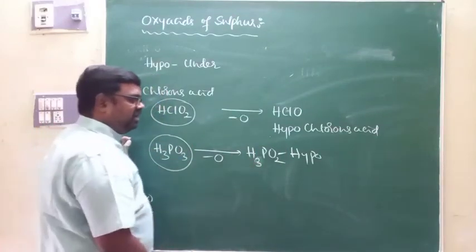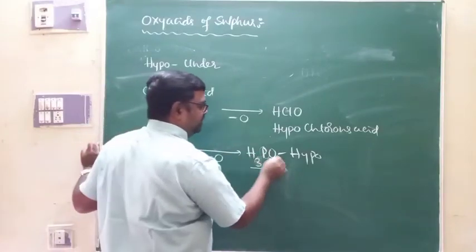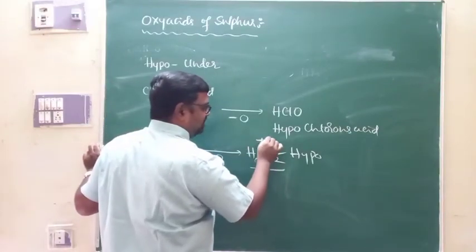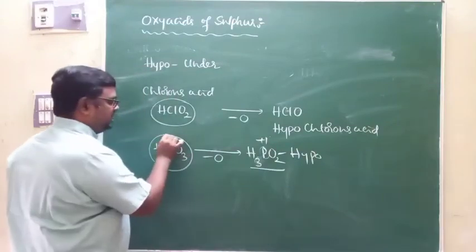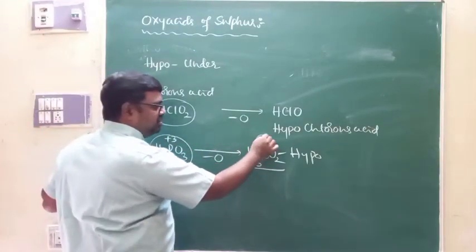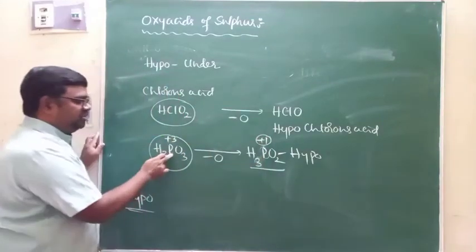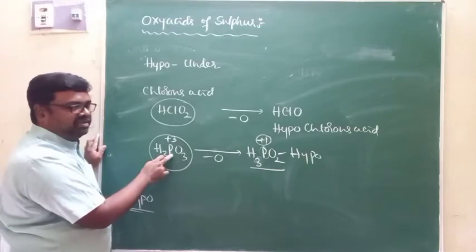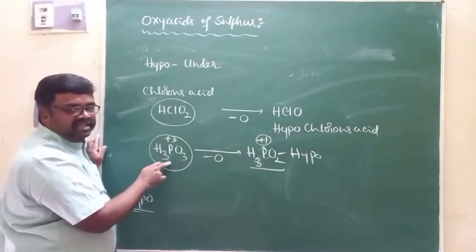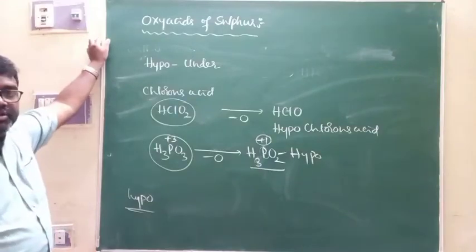And generally in hypo acids, the oxidation number of the central atom will be less. In this case the oxidation number is +1. In this case the oxidation number is +3. In hypo acids the oxidation number of the central atom will be less than the oxidation number of the central atom of the corresponding acid. So this is what we call hypo, ಅಂತ ಯೂಸ್ ಮಾಡ್ತೀವಿ.